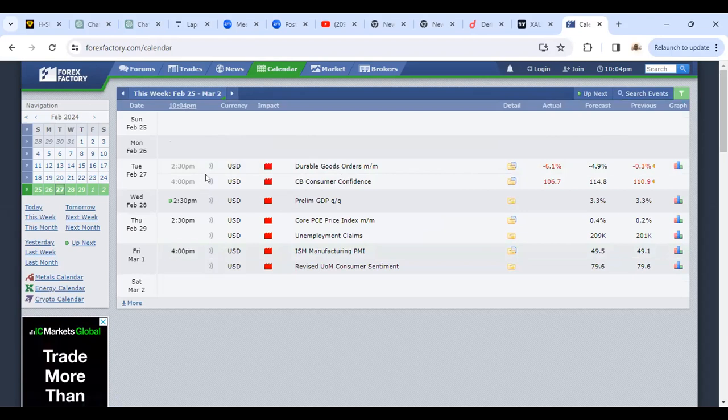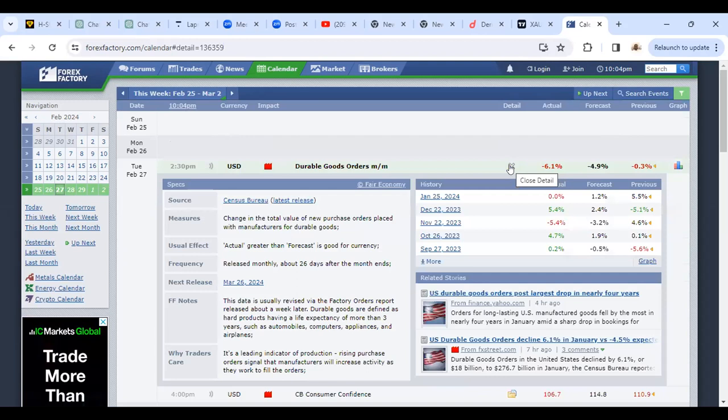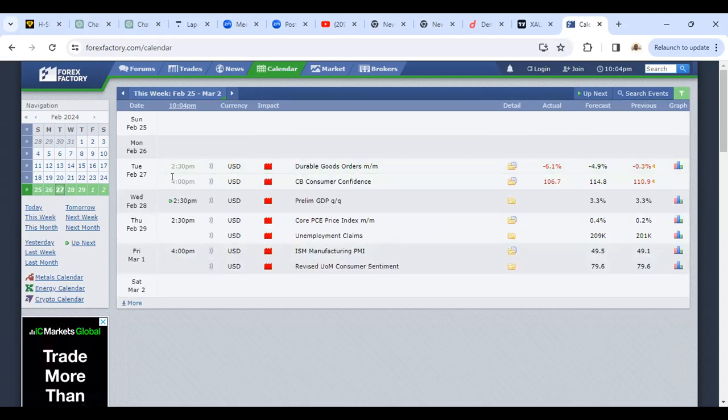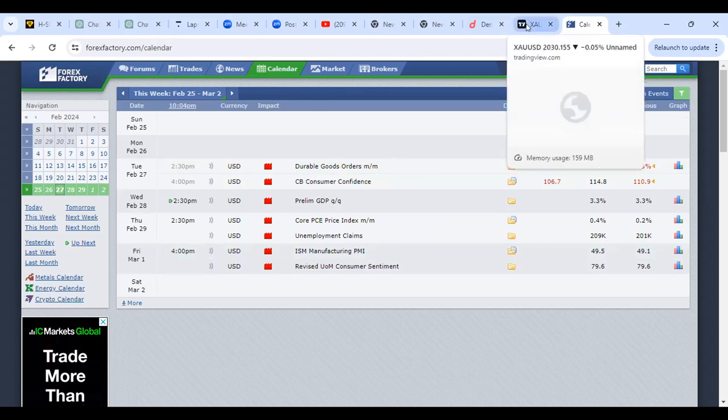Like now, today is Tuesday. There was a news, durable goods orders. This is a news, so you click here and you read about the news. You read about the news before the time. If a trade is already going on, make sure that you leave the market before. This was 2:30 p.m. If you have a trade going on, maybe USD GBP or GBP USD, you have to leave the market before the time of the news. That's what it means. So that's for fundamental.